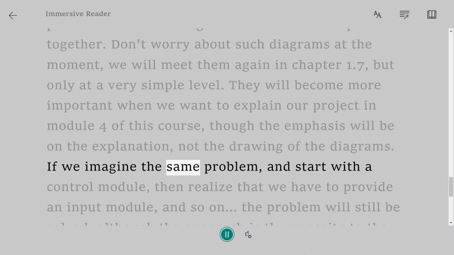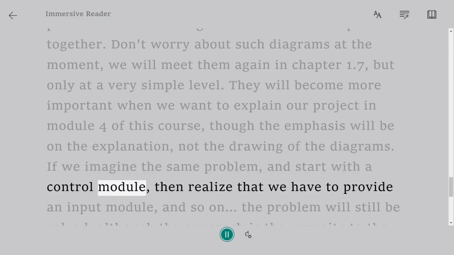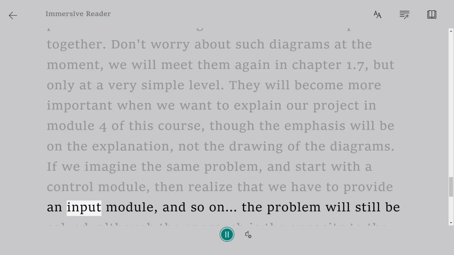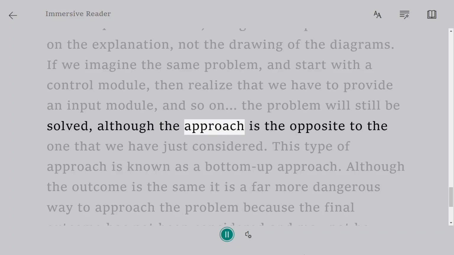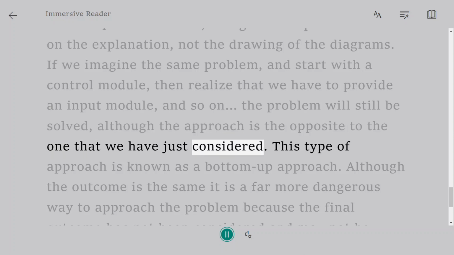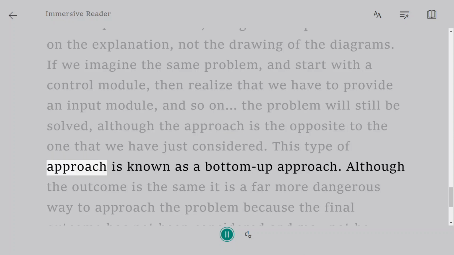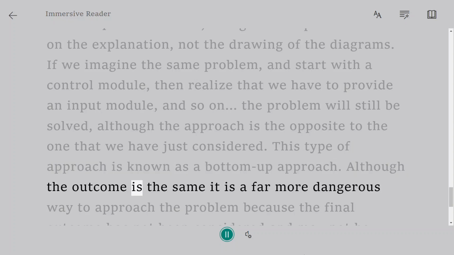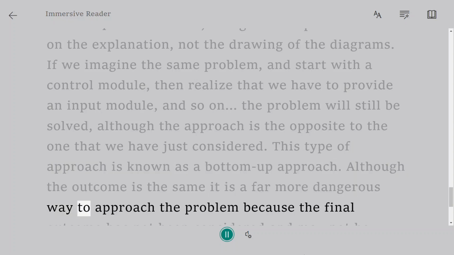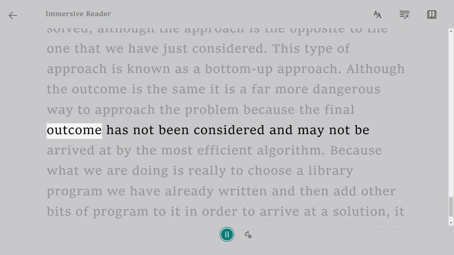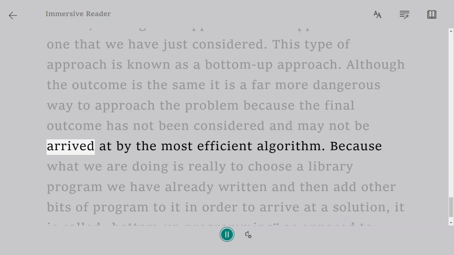If we imagine the same problem, and start with a control module, then realize that we have to provide an input module, and so on, the problem will still be solved, although the approach is the opposite to the one that we have just considered. This type of approach is known as a bottom-up approach. Although the outcome is the same, it is a far more dangerous way to approach the problem because the final outcome has not been considered and may not be arrived at by the most efficient algorithm.